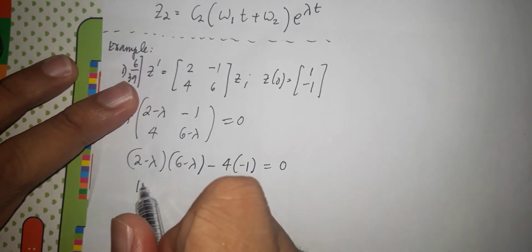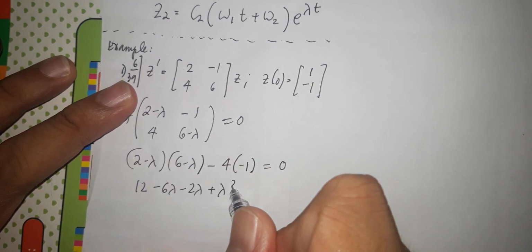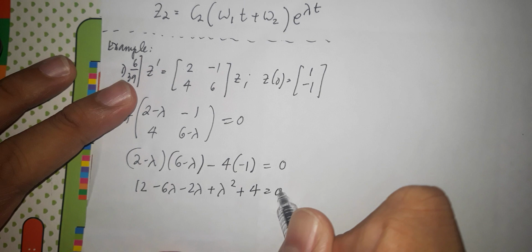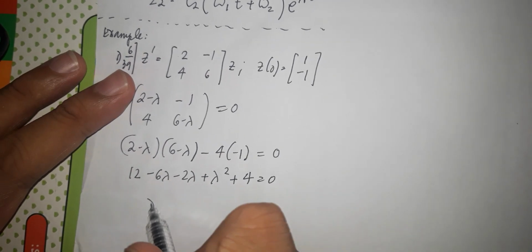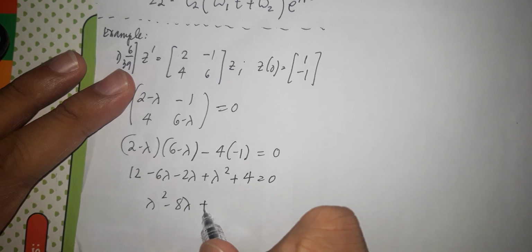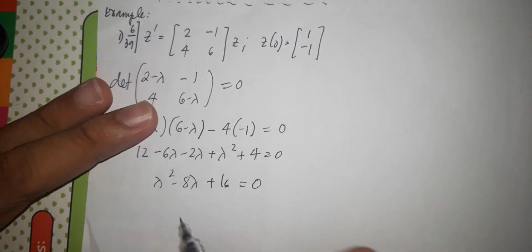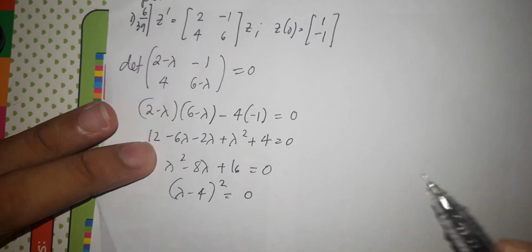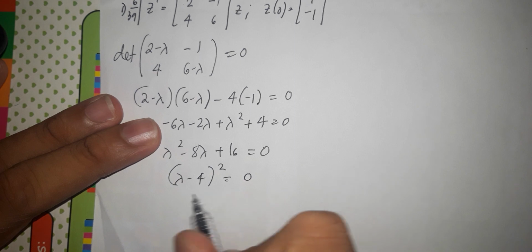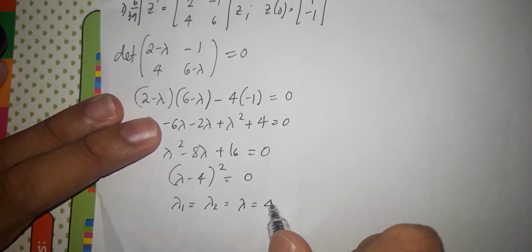So that's 2 minus lambda times 6 minus lambda, minus 4 times negative 1, is equal to 0. That gives you 12 minus 6 lambda minus 2 lambda plus lambda squared plus 4 is equal to 0. Again, it's just the FOIL method. So that's lambda squared minus 8 lambda plus 16 is equal to 0, because 12 plus 4 is 16. Then lambda minus 4 to the second power is equal to 0. Notice that the roots are the same. So lambda 1 is equal to lambda 2 is equal to lambda, which is equal to 4.